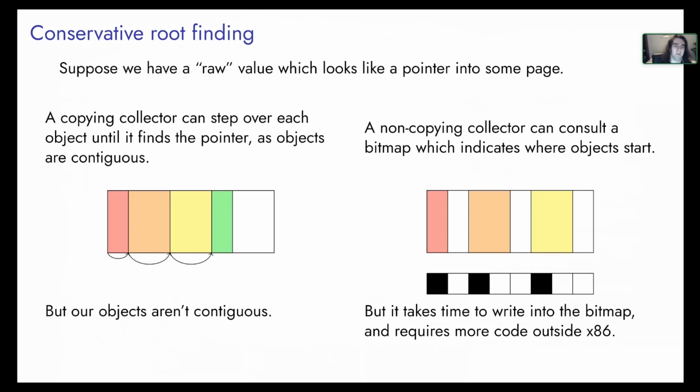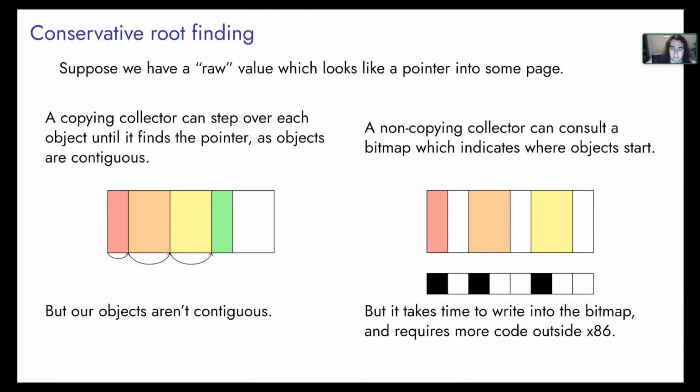So when we have something that looks a bit like a pointer, there are a couple of ways that we can figure out if it is actually a pointer, which object it's actually referencing. When we have a copying collector and everything is bump allocated and contiguous, we can simply step over each object to find the pointer. But we can't do this for our collector because our objects are not contiguous. A non-copying collector, in such a situation, can consult a bitmap where each bit tells where an object starts.